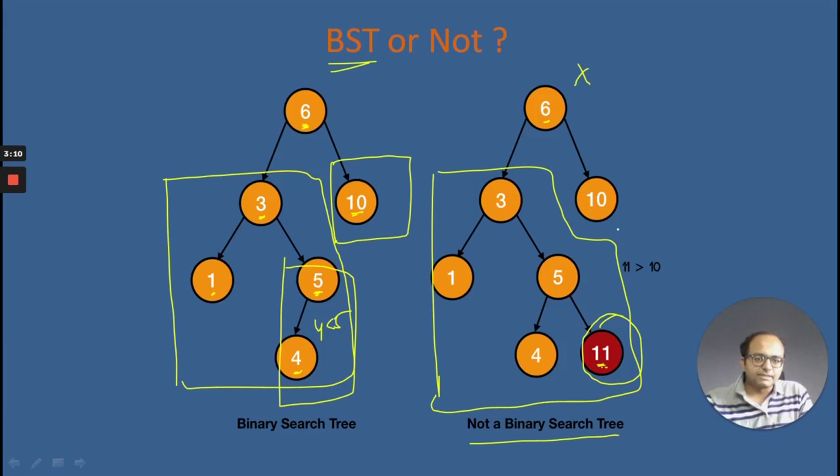And you can see there is a node with a key value 10 which is lying on the right side of the subtree, and this 11 is greater than 10, but it is lying on the left subtree. So this is clearly not a binary search tree.